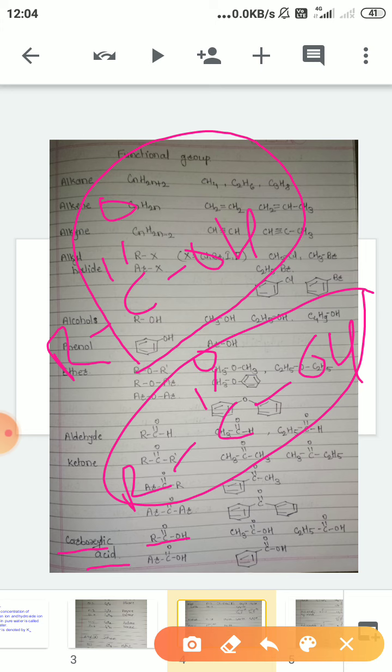Now see the examples of carboxylic acids. CH3 C double bond O OH, that is acetic acid. Next one C2H5 C double bond O OH, that is propanoic acid. Now we can attach an aryl group also. So Ar C double bond O OH, that is a benzene ring attached to the C double bond O OH group, and the compound is benzoic acid.